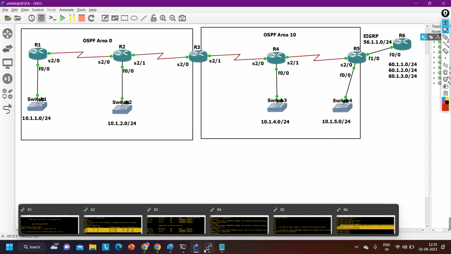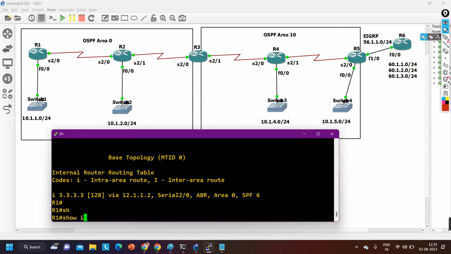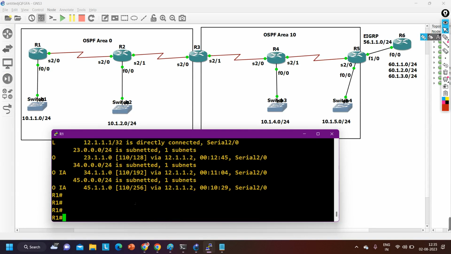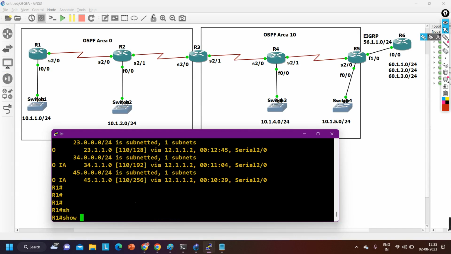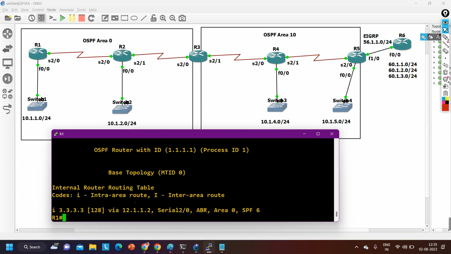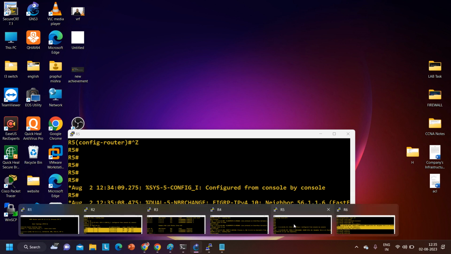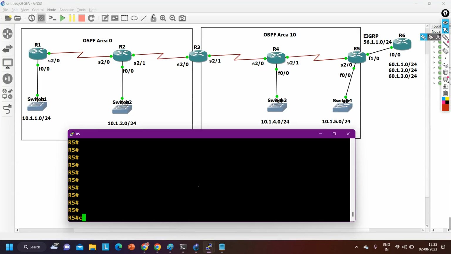On router 1, show IP route. I am not receiving any 60 prefixes here, yes or no? And in show IP OSPF border-routers, we are not able to see that router 5 is my ESBR. So until and unless you perform redistribution, the router will not act as ESBR. So on router 5, I need to perform redistribution. Redistribution means I need to redistribute EIGRP prefixes in OSPF or OSPF prefixes in EIGRP.